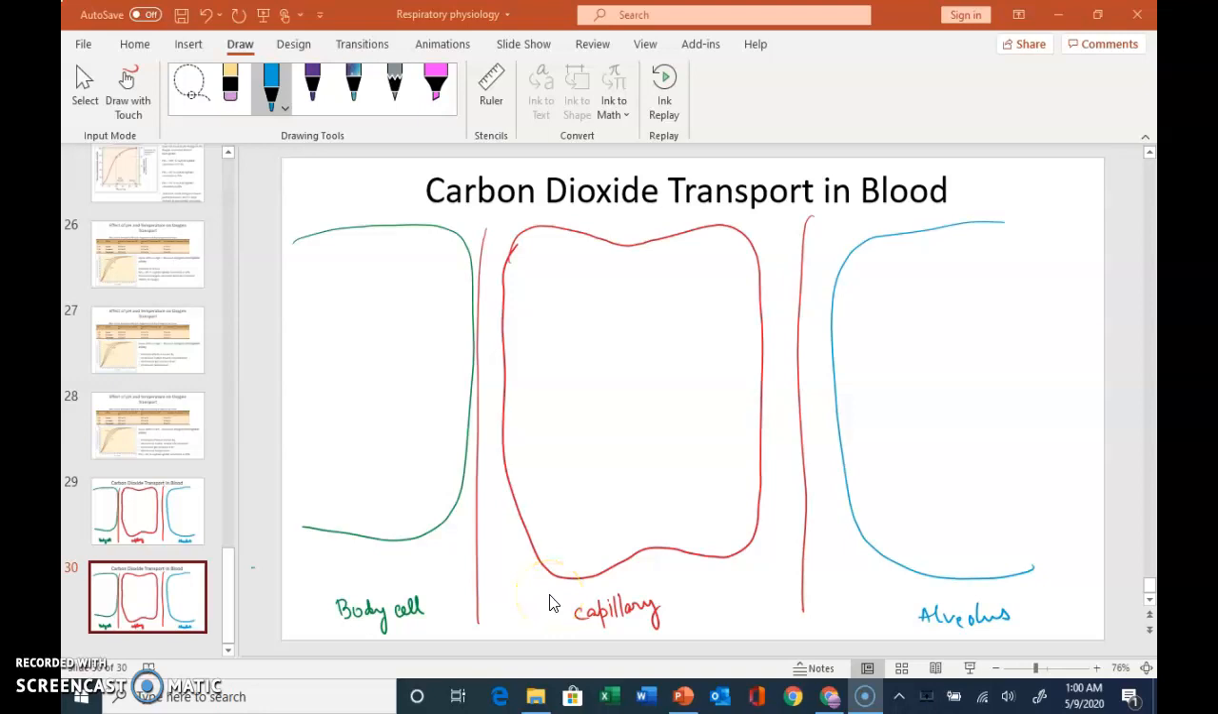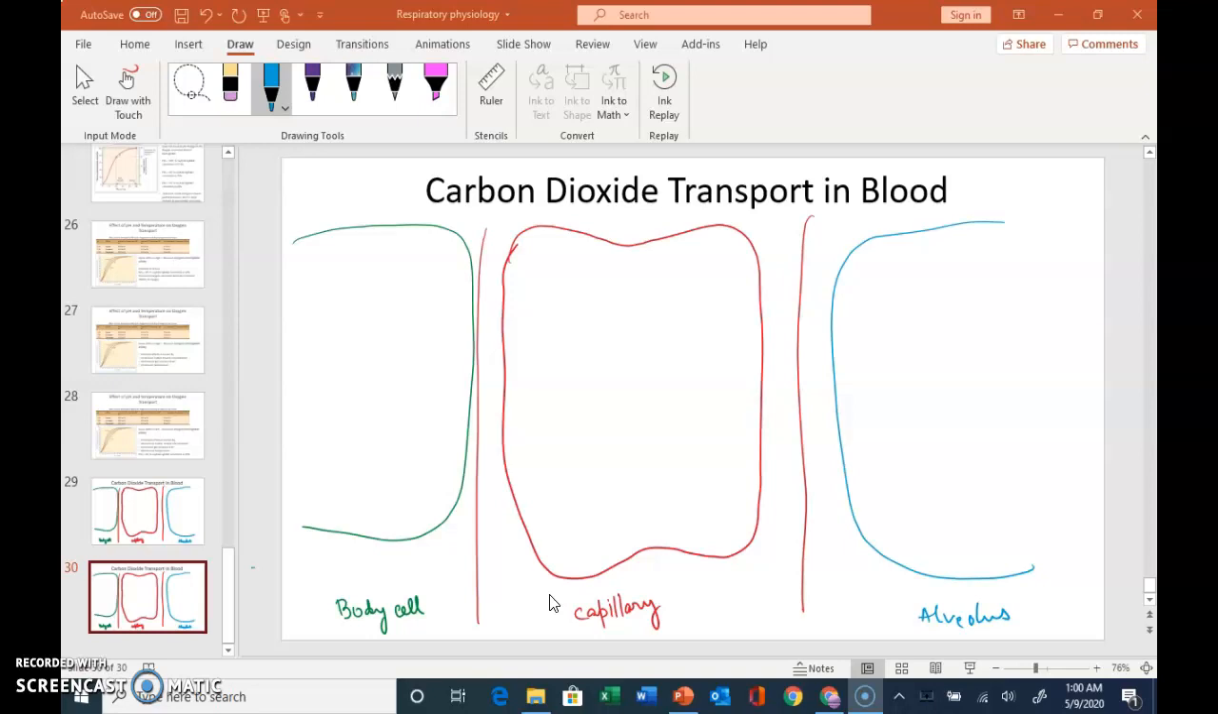All right, class. So we have talked a lot about oxygen, right? How oxygen is transported. Now let's try to understand how carbon dioxide is transported in blood. So this will be all hand drawn, and this is usually what I draw in class in a regular face-to-face class.